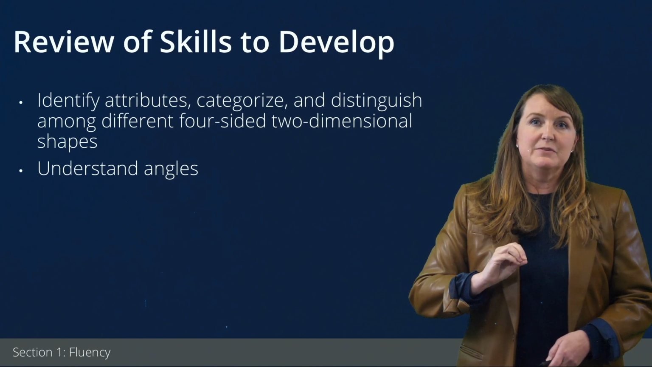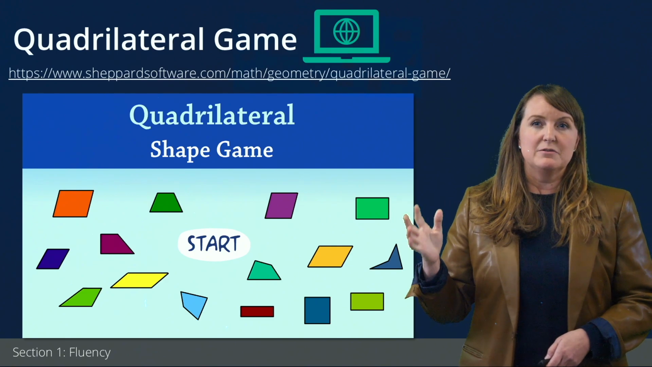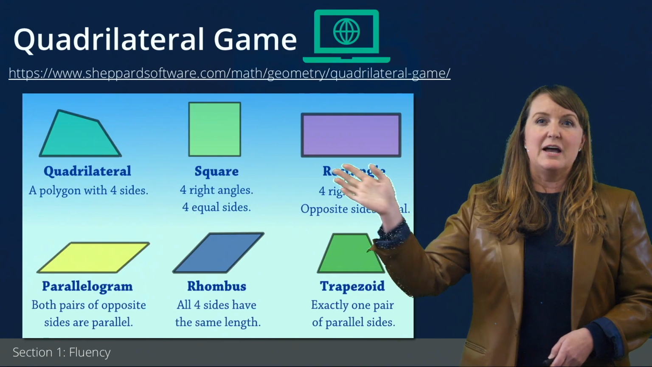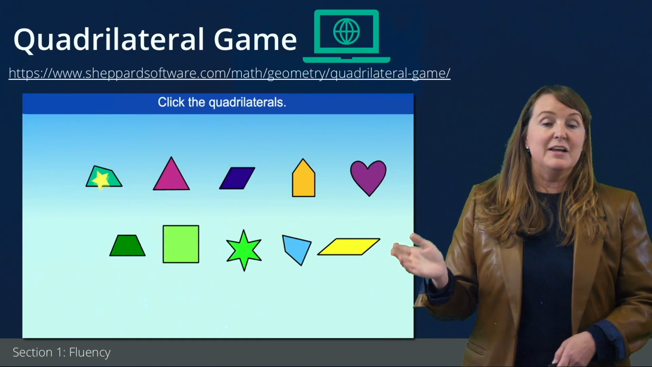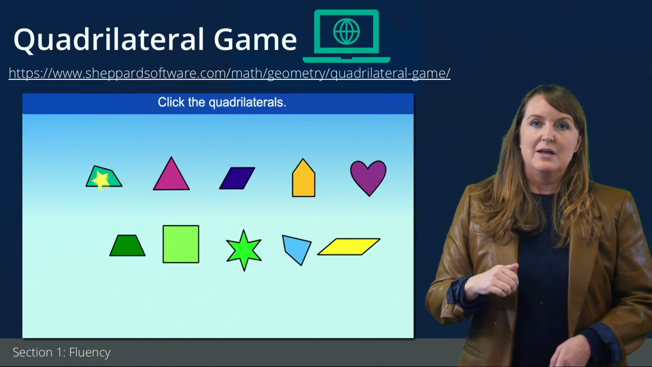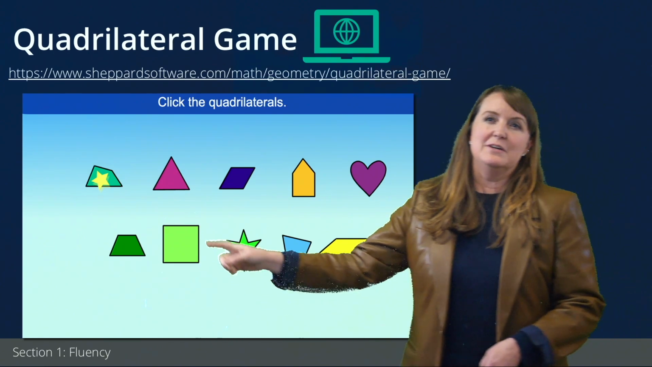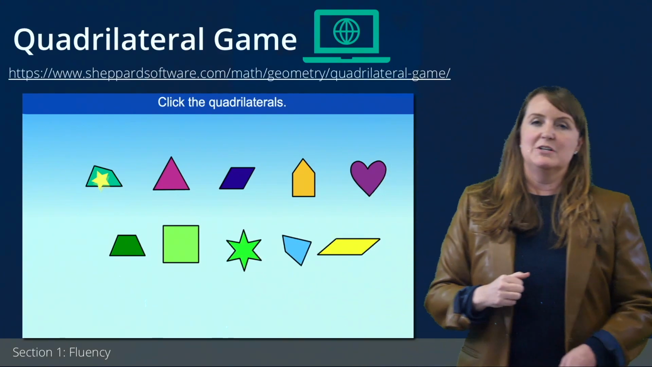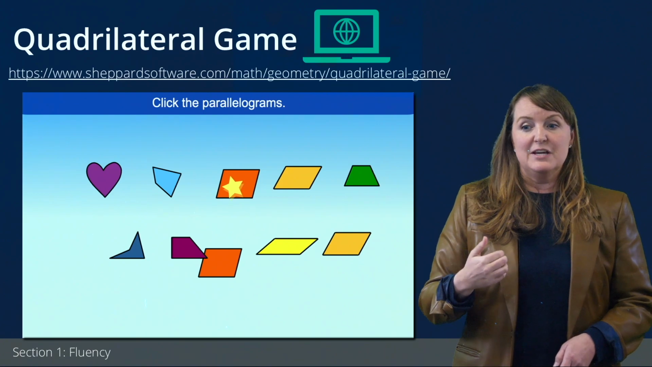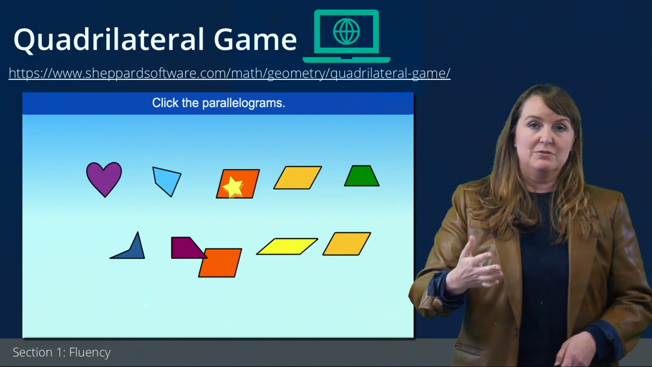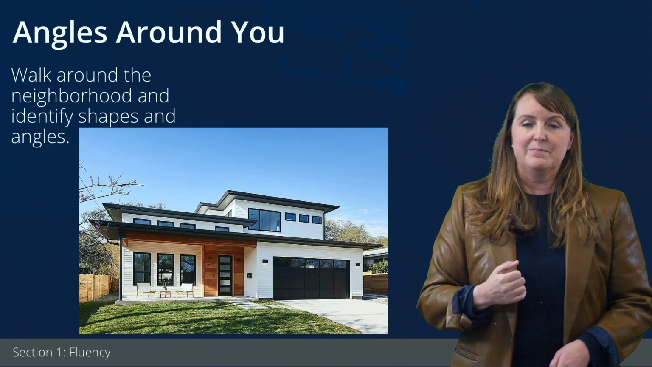Now, what might be some fluency activities? Well, one activity that you might do is this quadrilateral shape game. Here, students have to think about all of these different quadrilaterals, and then here they have to choose the quadrilaterals. Now remember, quadrilaterals can be any four-sided shape, so even this shape right here is a quadrilateral. Now students can then think about specific quadrilaterals. So in this example, they're asked to find all the parallelograms.